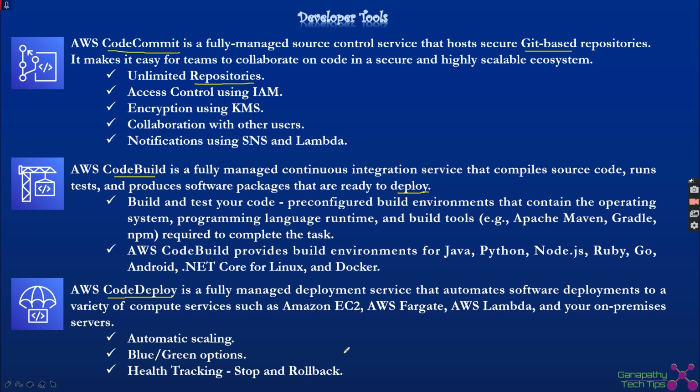If you remember in Beanstalk, we talked about various deployment options like rolling, rolling with additional batch, blue green deployment, and immutable deployments. Similar options are provided to us using CodeDeploy as well. Here the blue green options are there. You can track your health, and then either stop or roll back your deployment using CodeDeploy.